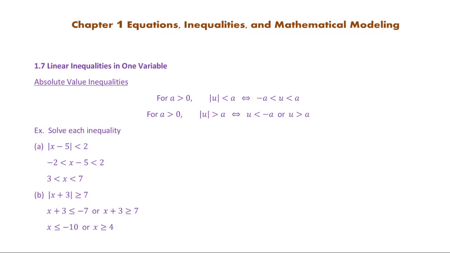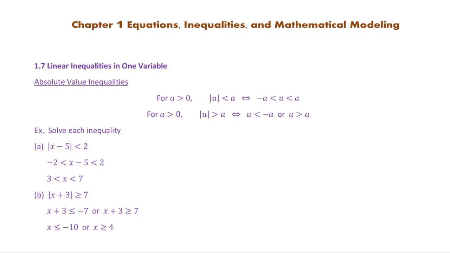Okay, another example. The absolute value of x plus 3 greater than or equal to 7. That's the second case. a equals 7 and u equals x plus 3. So that breaks into two inequalities. It's either x plus 3, which is u, less than or equal to negative 7, or negative a, or u greater than a, or x plus 3 greater than or equal to 7. We have the equal sign here, so we should keep the equal sign for each inequality.